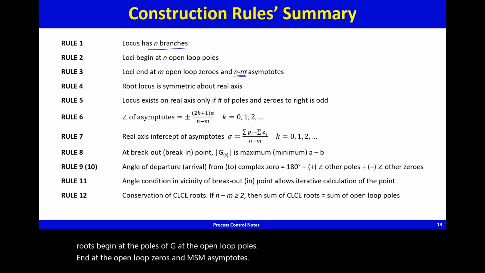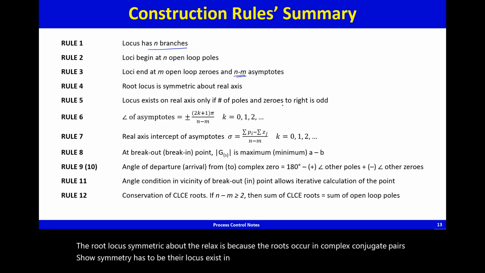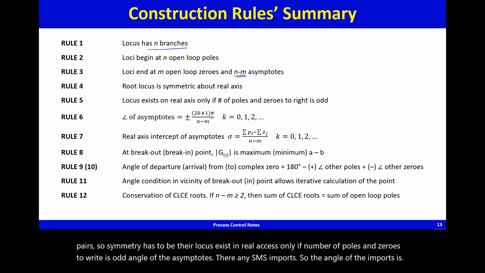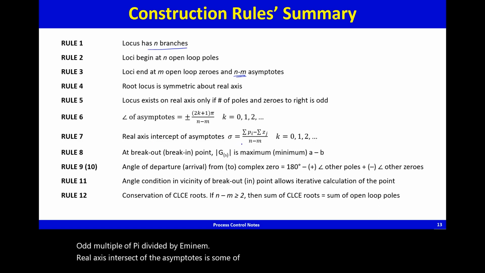The root locus is symmetric about the real axis because the roots occur in complex conjugate pairs, so the symmetry has to be there. The locus exists on the real axis only if the number of poles and zeros to the right is odd. There are n minus m asymptotes, and the angle of the asymptotes is an odd multiple of pi divided by n minus m. The real axis intercept of the asymptotes is the sum of the poles minus the sum of the zeros divided by n minus m. The breakout and break-in points can be obtained by maximizing g of s.